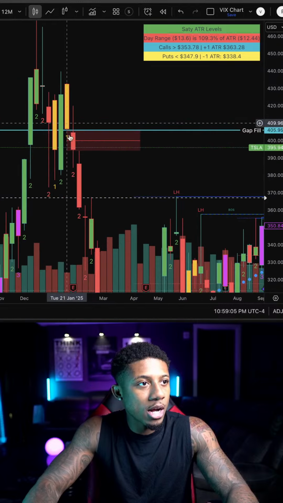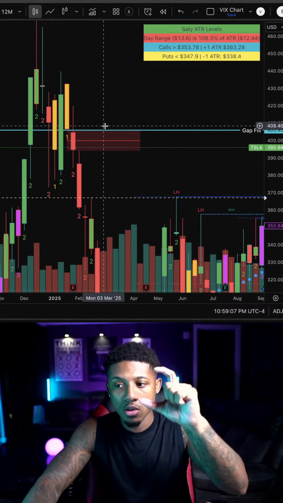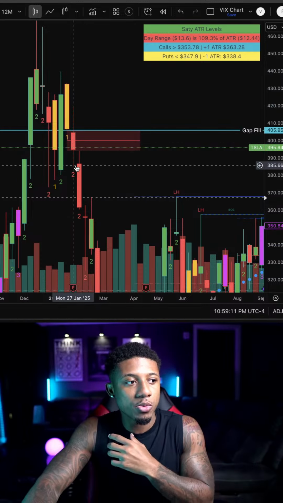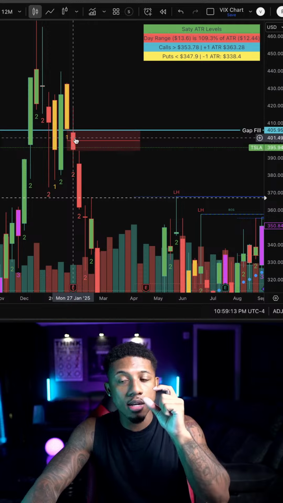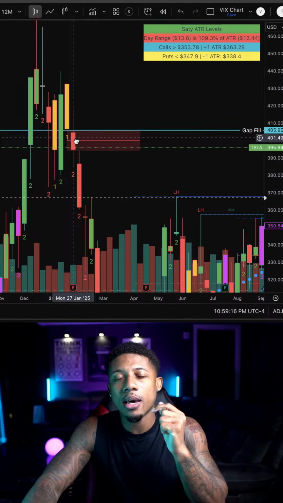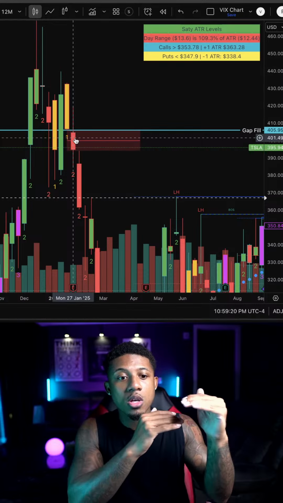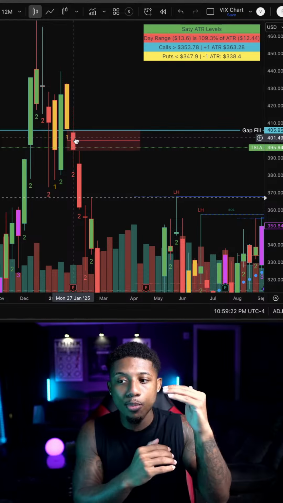So I'm going to mark out this gap. This is an open space where at one point in time when we sold off, sellers had so much control that the buyers were just not present, and it created an imbalance on the chart. What do I mean by imbalance? It's basically not an even amount of buyers and sellers at levels. And when this happens, it creates a gap on the chart.